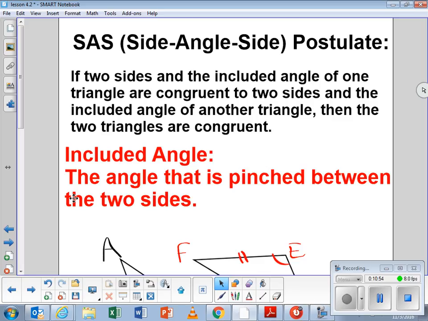Pinched is not official textbook language. It's the way I think about it. So I write it that way, thinking it might help you to think about it correctly. It's sandwiched in between the two sides. Okay? So included means the two sides sandwich the angle in between them. So that angle is the included angle. Okay?